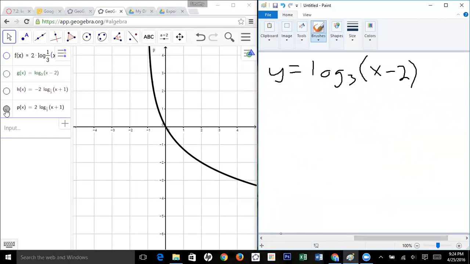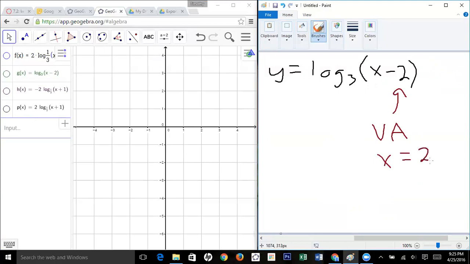So this function here is the log base 3 of x minus 2. So again, the first thing we want to be able to look at is our vertical asymptote over here. So our vertical asymptote, since it's an x minus 2, we're going to say is at the line x equals +2. Because again, we want to go opposite of what the sign tells us when it's with the x value. The next thing we want to look at is our base. In this case, it's a base of 3. That's going to tell us that we are growing. So this is log growth.